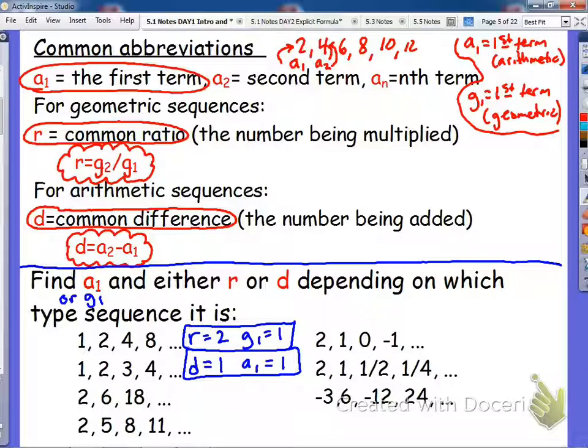Got that? Okay. Third example, 2, 6, 18. What do I do to get the next term? So what do I do to get the next term? Multiply by 3. So I'm multiplying by 3, and I get R equals 3. Okay? Now, if I'm multiplying, what is the very first term? G subscript 1, and that is the value 2.